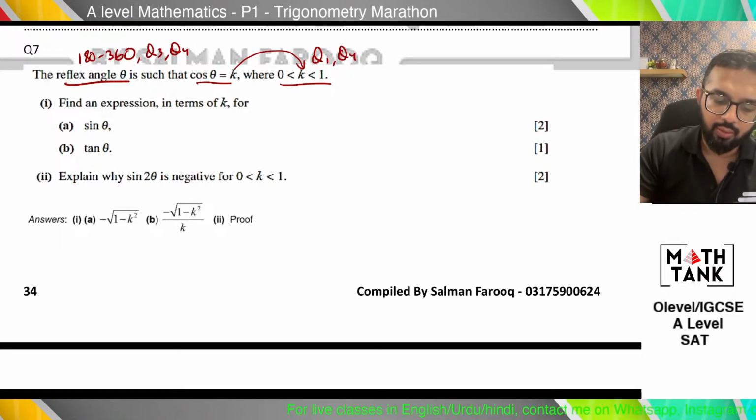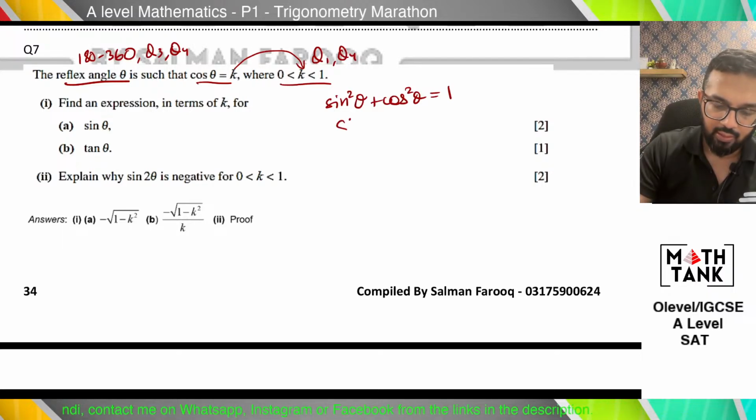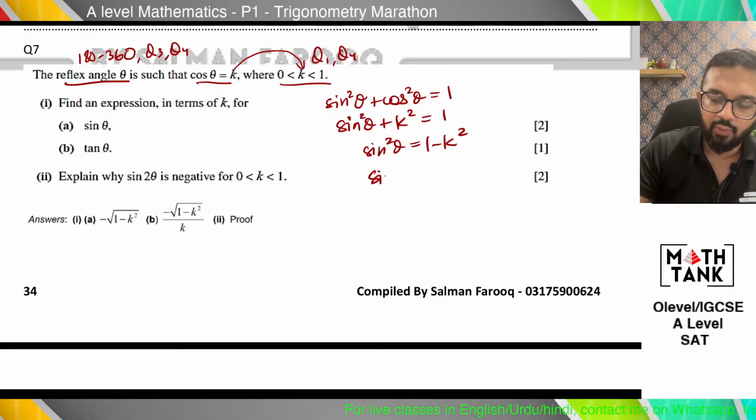Now, in order to find sine theta, what you simply do is use the identity sine square theta plus cos square theta equals 1. Sine square theta plus k square equals 1. So sine square theta is 1 minus k square. Sine theta is therefore root of 1 minus k square.